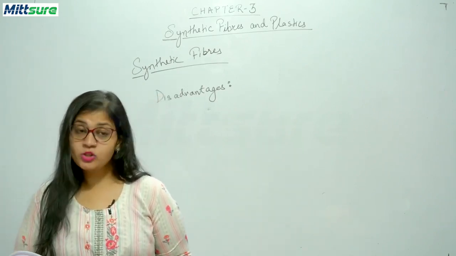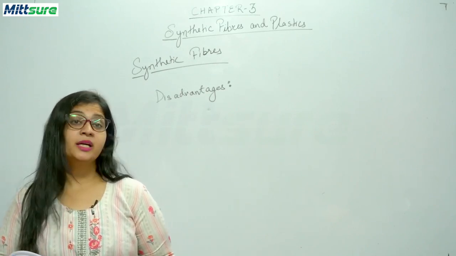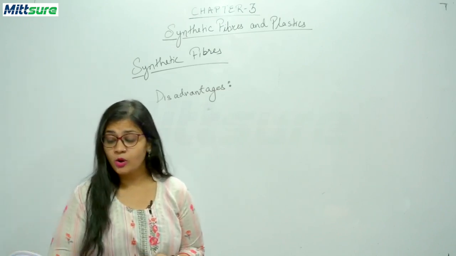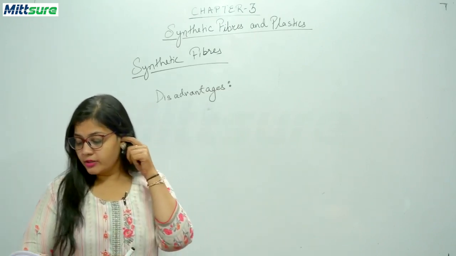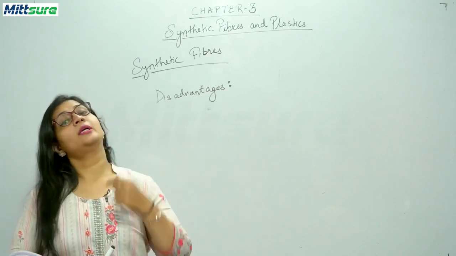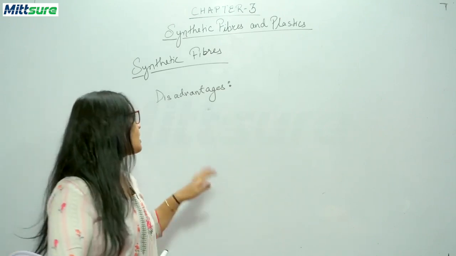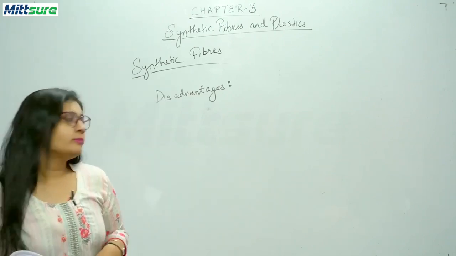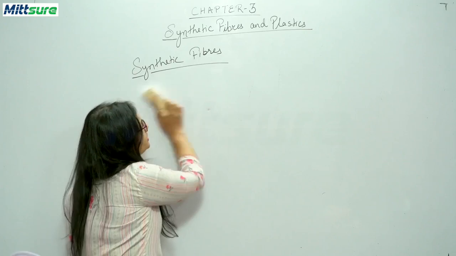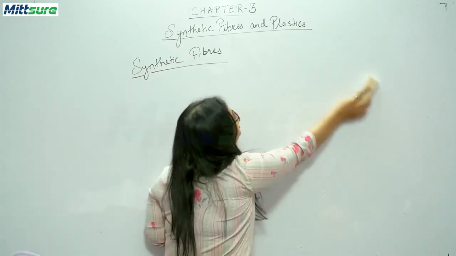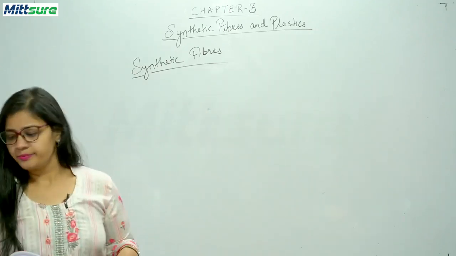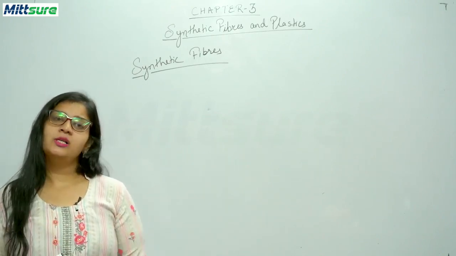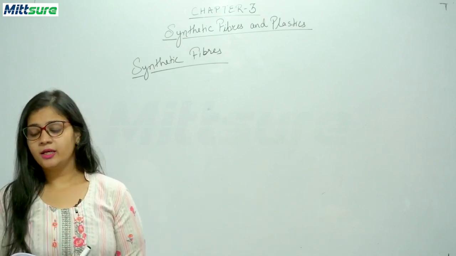Now, next is most fabric made from synthetic fiber can catch fire very easily. Therefore, it is advised not to wear them near a source of fire or while working in the kitchen. So, these are some disadvantages of synthetic fiber. Okay. Now, students, we will be discussing an activity which is given in your book related to the water absorbing capacity of fabrics from natural and synthetic fiber.